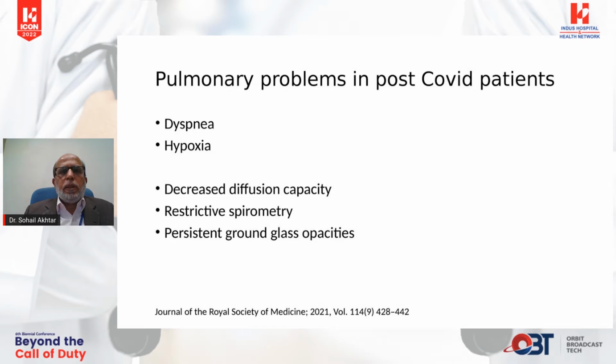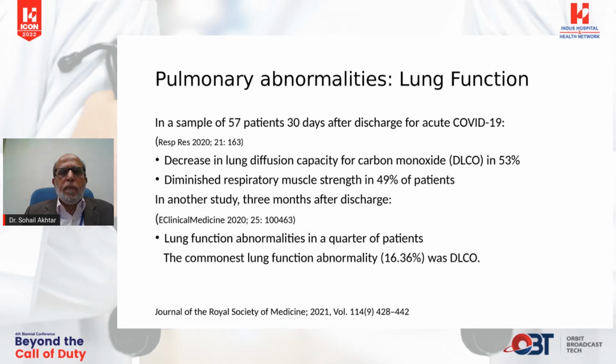Focusing on what happens in the lungs. Dyspnea and hypoxia, of course, are the two major problems. When these patients were evaluated in different studies, the consistent finding was decreased diffusion capacity. If you do a spirometry, it shows considerable restriction, and radiologically, several months after discharge, there were some persistent ground glass opacities. Let's look at some of the figures.